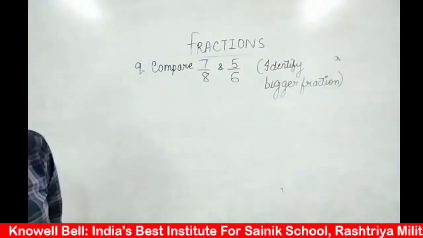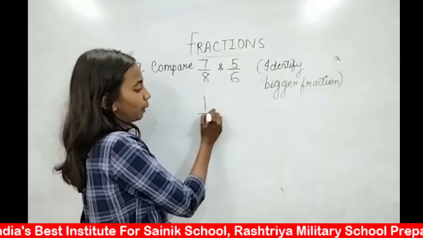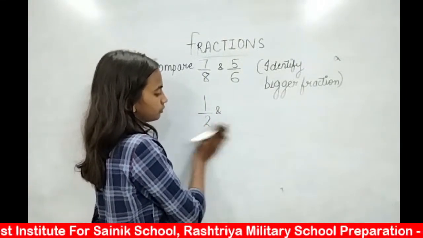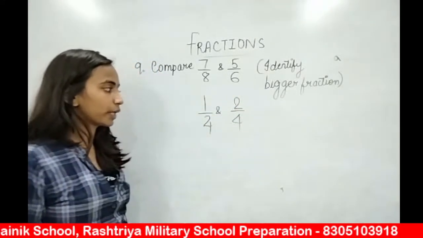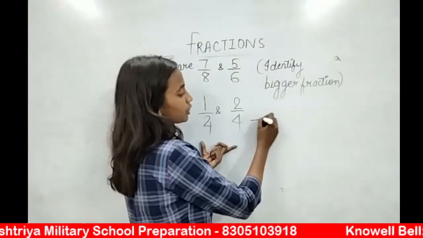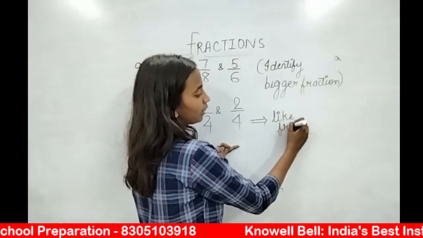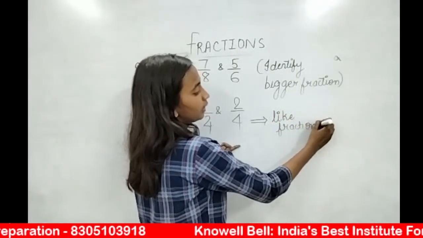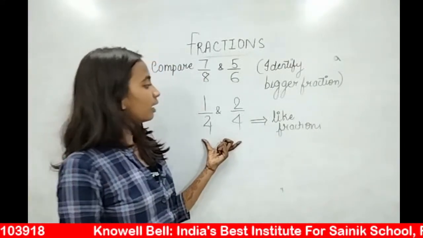How will we compare? The two fractions, which is bigger? If they are like fractions, like 1 by 2 and 1 by 4 and 2 by 4. Okay, denominators are same. These are the examples of which kind of fraction? These are examples of like fractions. Why are these like fractions? Because in both fractions the denominator is the same. That's why they are like fractions.